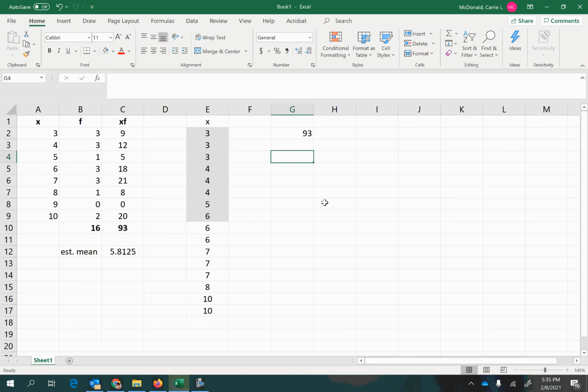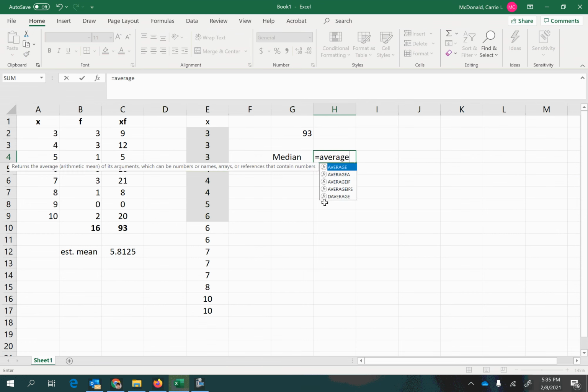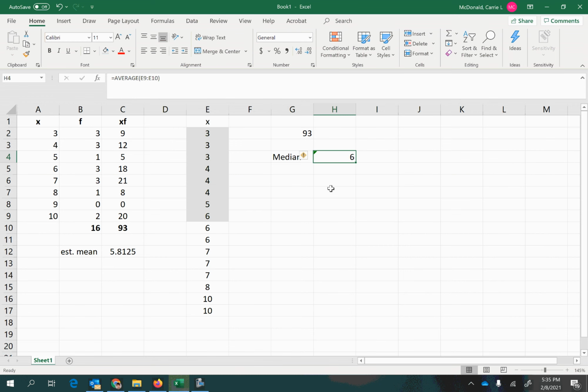So I'll just show you here. The median would be the average of the two center values when they're laid out in order, 6. Now, do you have to lay them out to be able to find your median? No. All you need to do is realize that half of 16 is 8. So you're going to count the frequencies, add them up cumulatively.